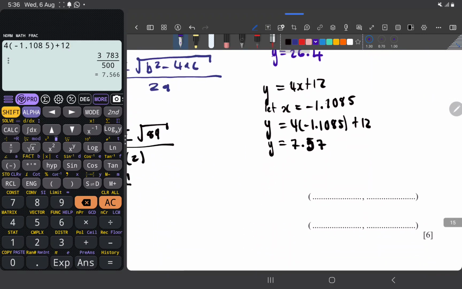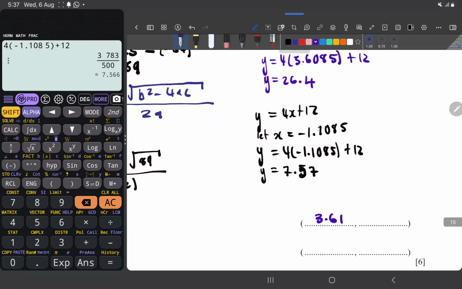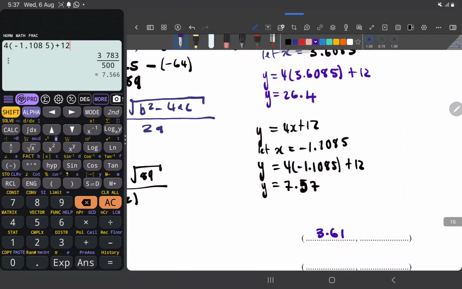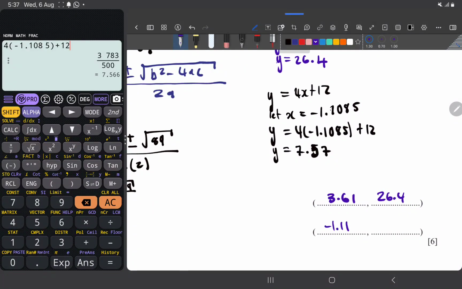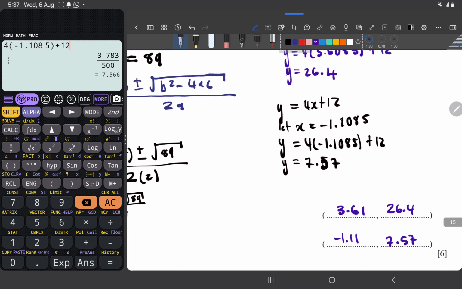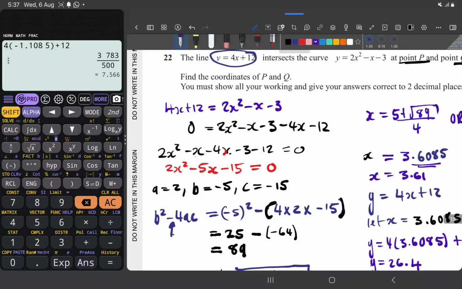So here when x was 3.61, my y became 26.4. Then when x is equal to the other one, negative 1.11, my y is 7.57. This is all you need. You're going to get your maximum marks. And we say to you, bravo. This is how you do it. It's not hard. Come on.